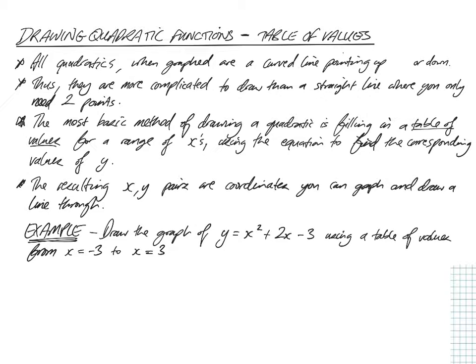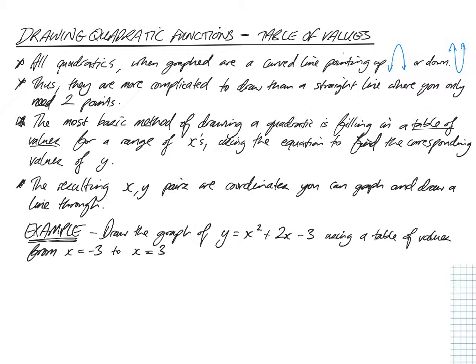This is another video. This one is on drawing quadratic functions, but using a table of values to do that. So the first thing to understand is that all quadratics, when you graph them, when you draw them on a set of axes, they're either a curved line pointing up, so like that, or they're a curved line pointing down, like that. They're all just a variation of those two things, okay?